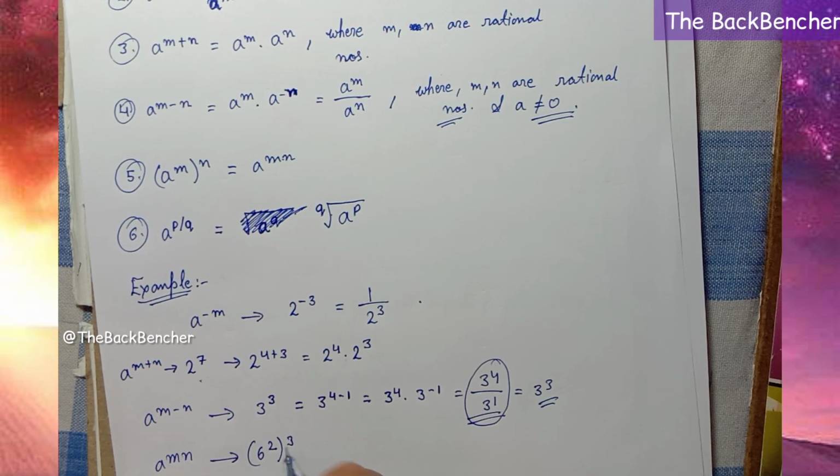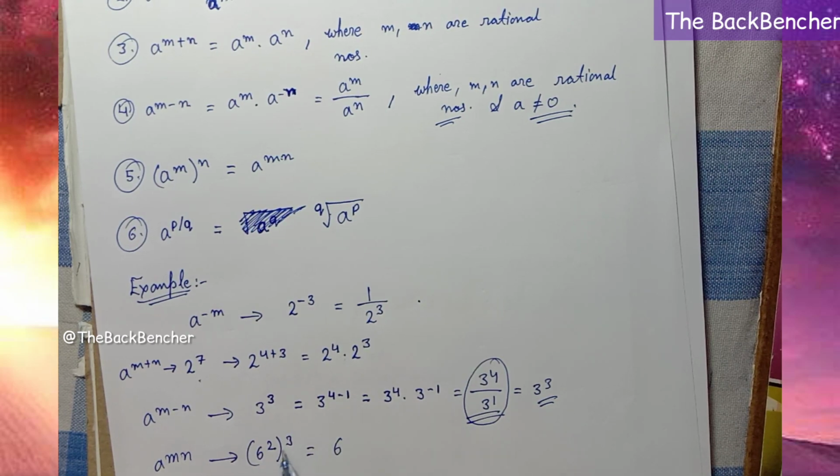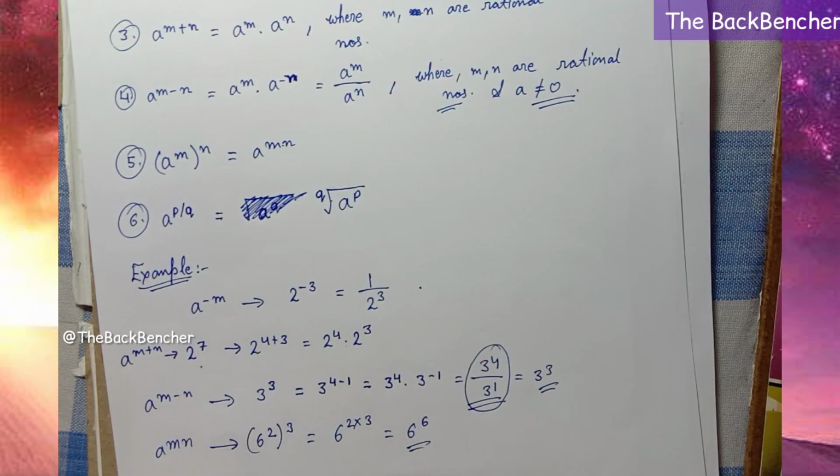Now the next is a to the power mn. Here it is 6 to the power 2, and the outer bracket is 3. Here simply multiply 2 into 3, and that will be 6 to the power 6. Now the last will be the a to the power p upon q form.